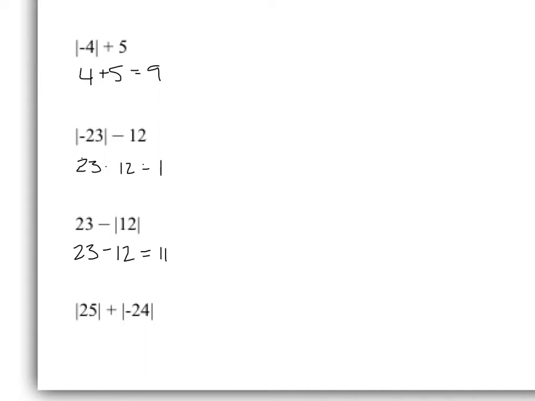Last one, Mr. Luna. 49. Keep yes if you agree, keep no if you do not. It said 49. Find those absolute values. 25 plus 24 is 49. Questions?